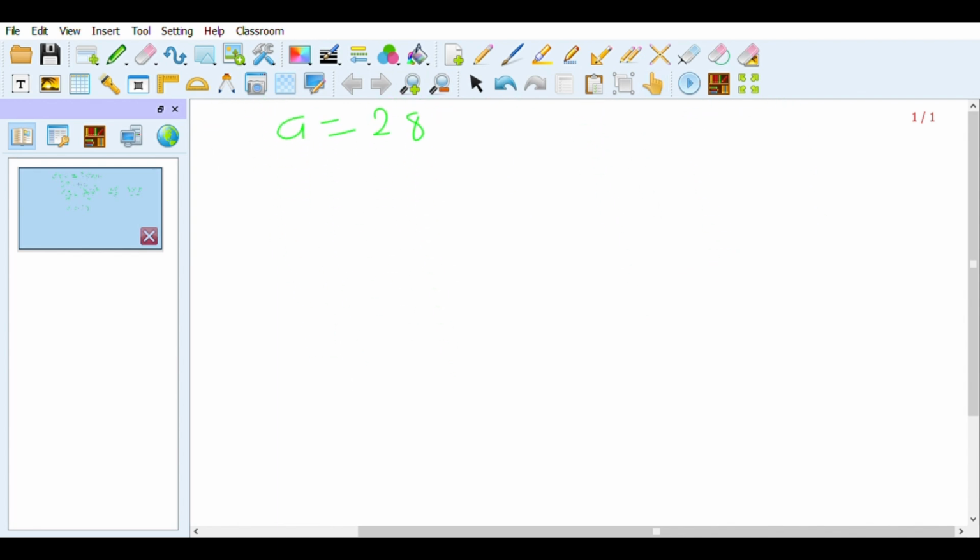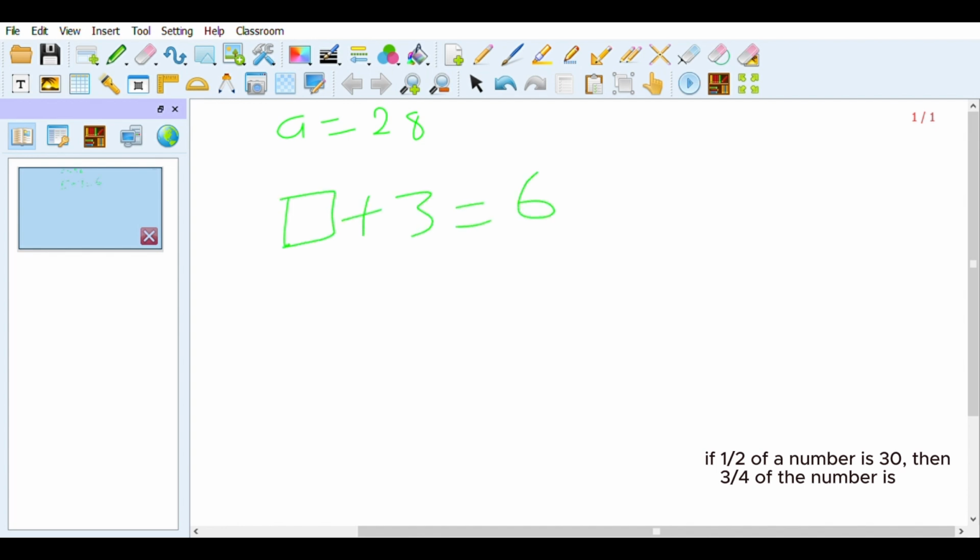This question says, if half of a number is 30, then 3/4 of that number will be what? Now, anytime in maths they tell you half of something and you don't know whatever it is, remember, it will take you to algebra. Just think about algebra. Algebra is the same thing as an open sentence. Box plus 3 is equal to 6. What's going to be in the box? That will be 3, because 3 plus 3 is 6.